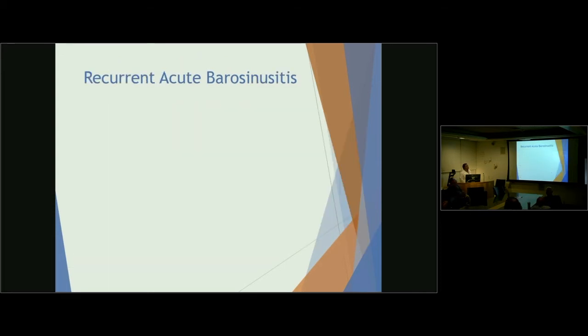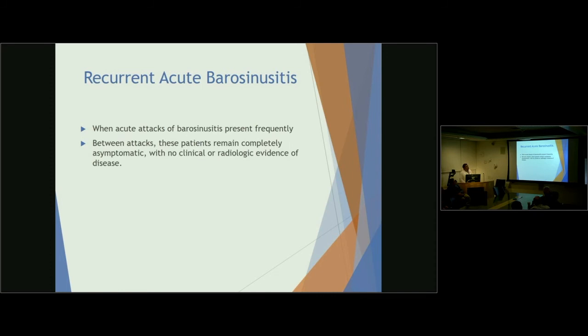Moving on to recurrent acute barosinusitis. As you can imagine, this is when your patients come to you and say they have recurrent acute attacks of barosinusitis or barotrauma. Same thing, it's acute, but it happens on a frequent basis. The key to differentiate recurrent acute barosinusitis from the next clinical presentation, chronic barosinusitis, is that they are completely asymptomatic between episodes. Everything happens only when they fly, only when they dive, or when they're at high altitude, traveling by car at high altitude, and they get these symptoms only when there's an ambient pressure change. These patients may have a higher incidence of underlying sinonasal inflammation and anatomic variants such as septal deviation, based on a review of the literature.